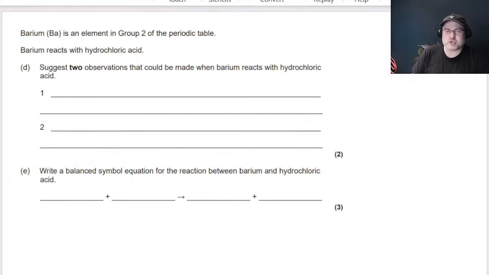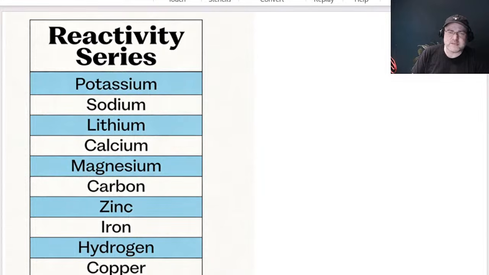You've got the reactivity series. What do we want to talk about here? Watch out, guys. They sometimes do a little practical on this. They sometimes bust out a little practical, which they've done a few times in AQA.